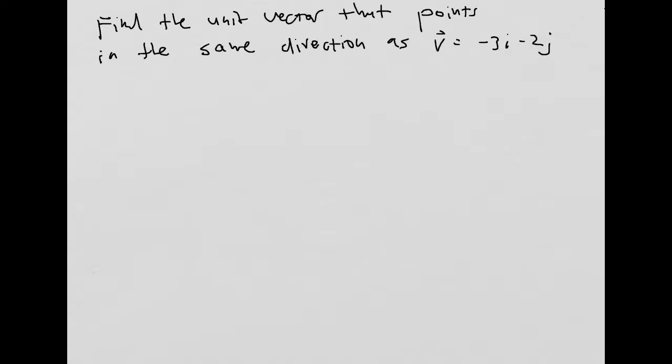All right, so here we want to find the unit vector. We want to find the unit vector that points in the same direction as this vector here, right? So v, which is negative 3i minus 2j.